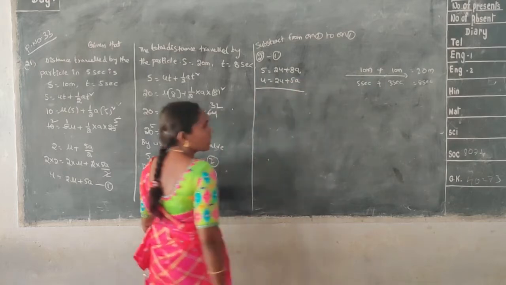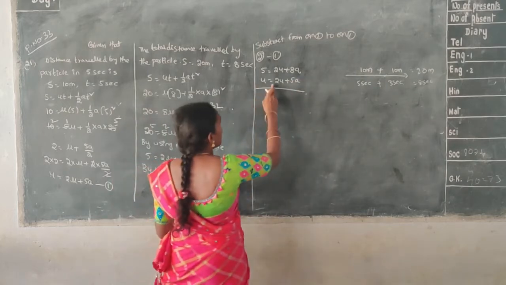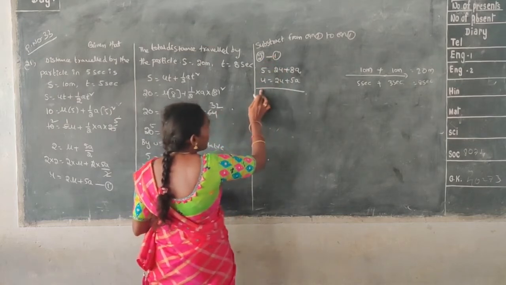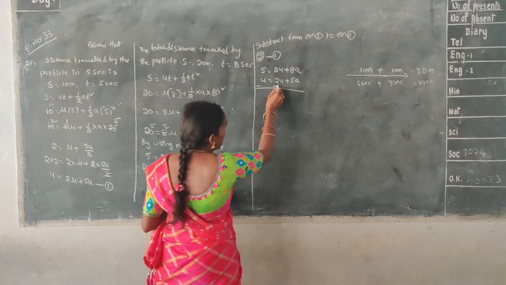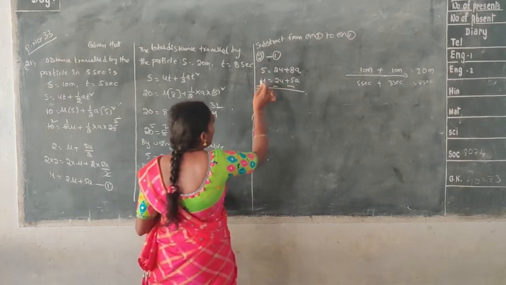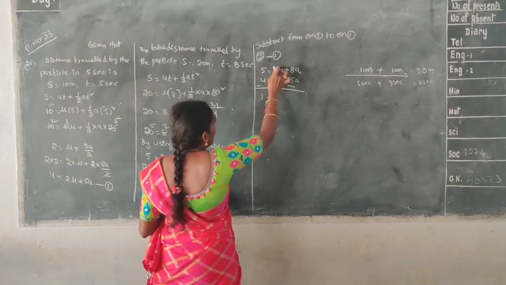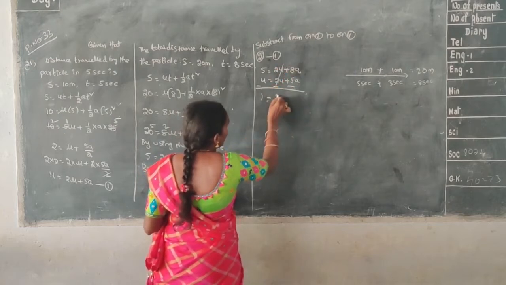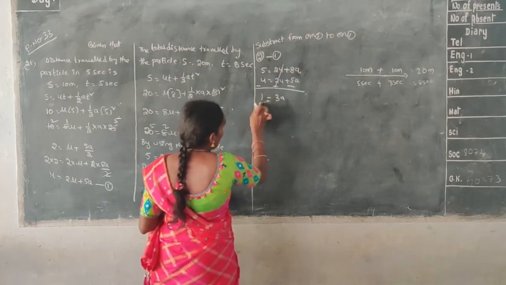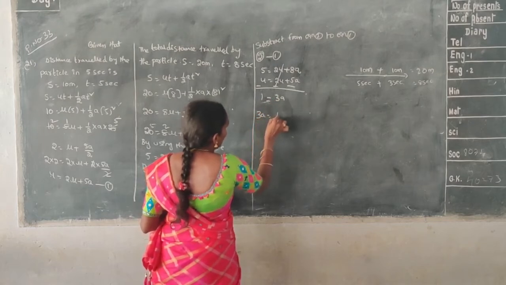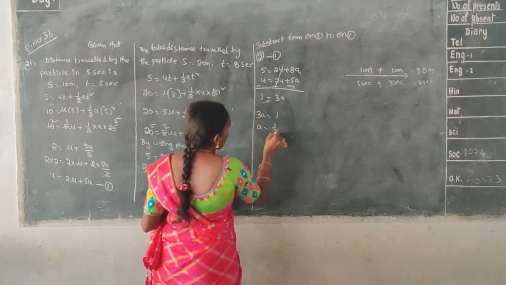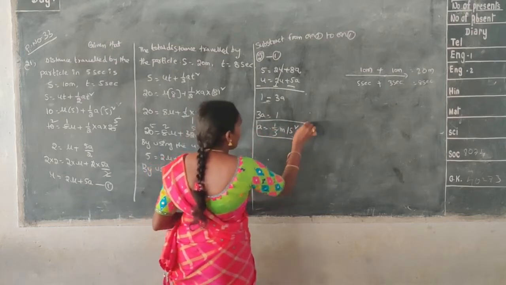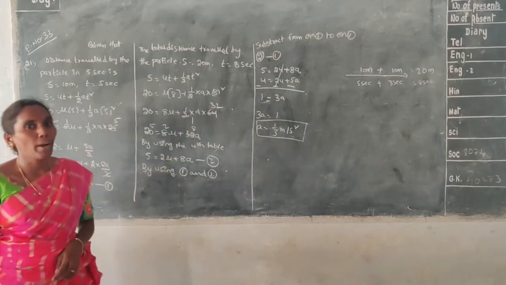Subtraction means the symbols are changed. Plus gets changed into minus. 5 minus 4 is equal to 1. 2u minus 2u both get cancelled. 8a minus 5a is equal to 3a. So 3a is equal to 1 and a is equal to 1 by 3 meter per second square. This is the acceleration of the particle.